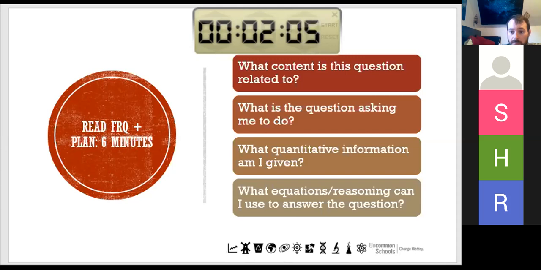4 minutes have passed. At this point, you should have been able to read through all the questions at least one time, taken some quick annotations, and now I need you to think about how you're going to plan your response. Keep the 4 thinking questions in mind that are projected on your screen. When in doubt, go back to the questions.